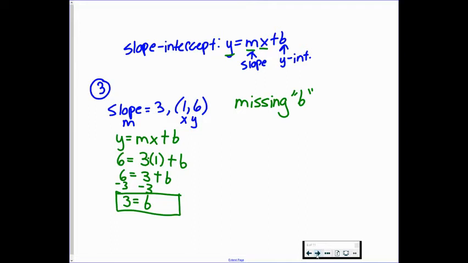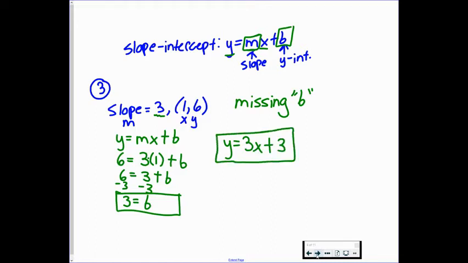Now that I found b, I know my y-intercept and I know my slope. So I can write the equation. y equals the slope, we were told, is 3, and then the b we just solved for is 3 as well. So that's the equation of that line in slope-intercept form. We used the slope and the ordered pair we were given to find the value of b.